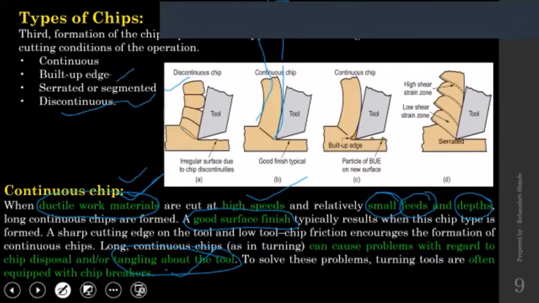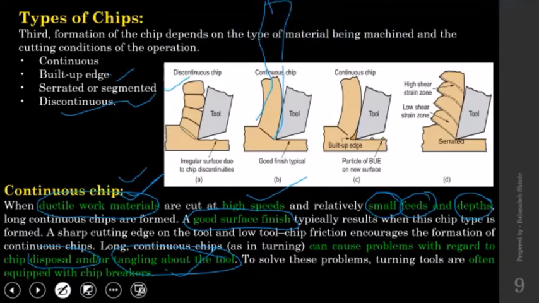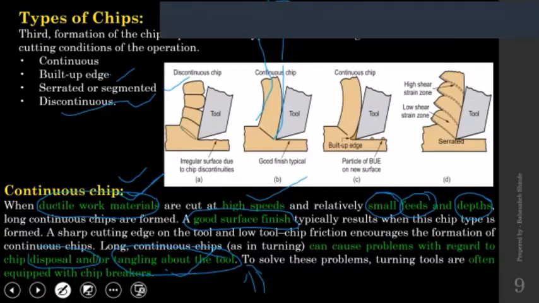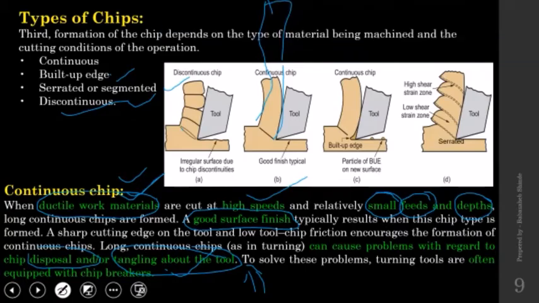Additionally, they may create a disposal problem also, because those lengthy chips will require more space to store or dispose, and that would be another problem. Additionally, if the tangling of chips around the cutting tool continued further, those chips may come in contact with the finished workpiece, as well as the machine operator also. So that is going to be harmful to the operator also.